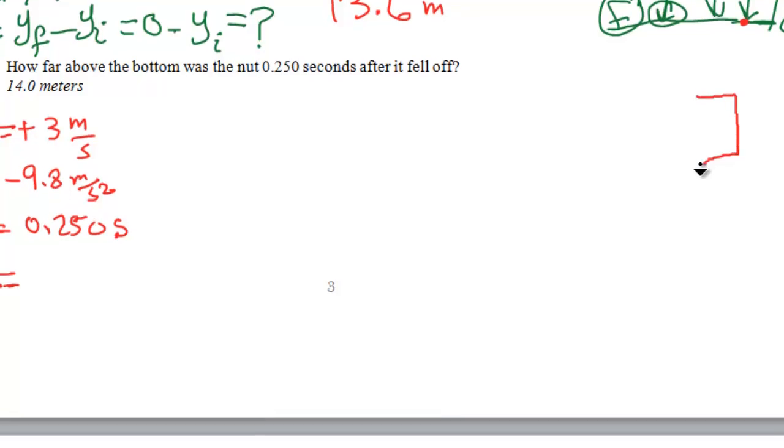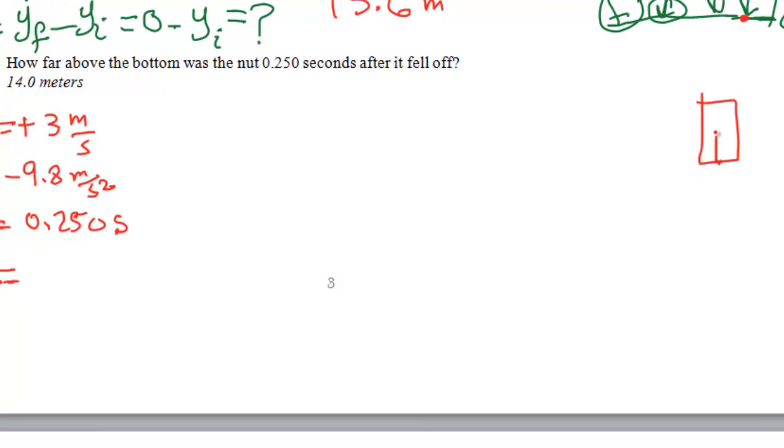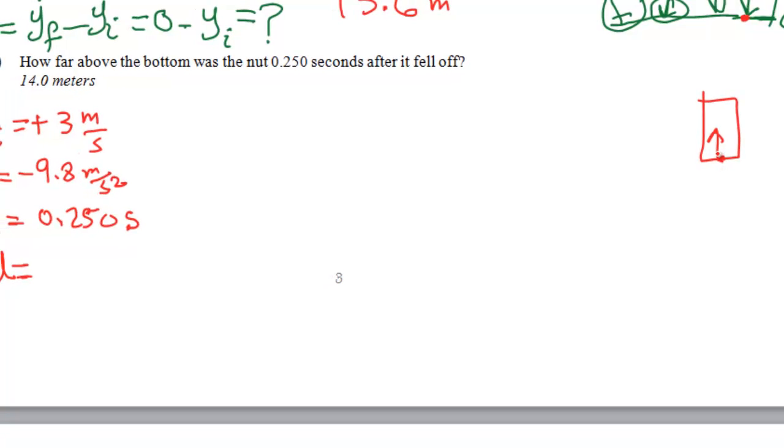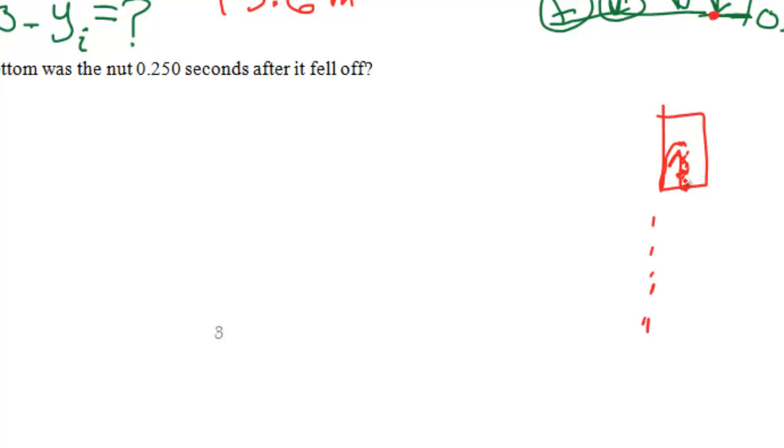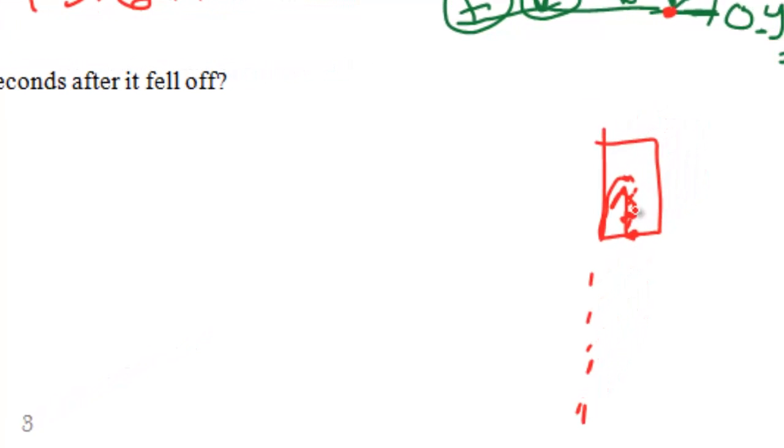If this is the elevator and it's moving forward, of course, we know that the bolt will get loose. It will move at speed equal to 3 meter per second. Initially it will slow down, reach 0 speed, then it will fall down. Now we don't know where will be the knot after 0.250 seconds. So we don't know where its final position is.